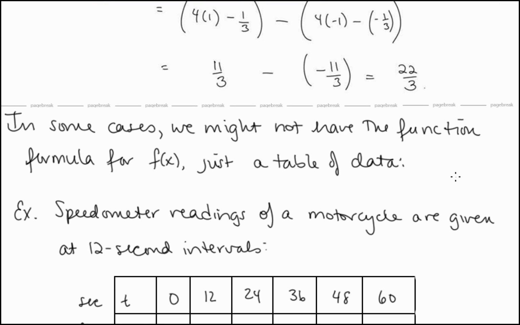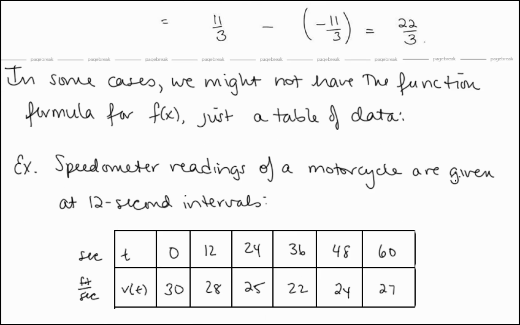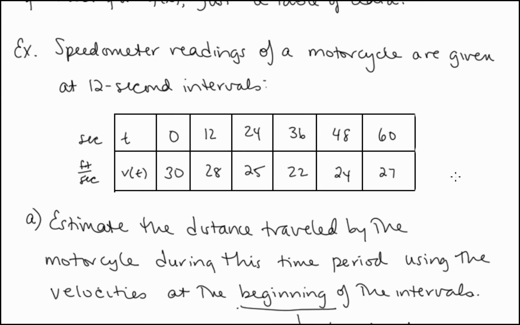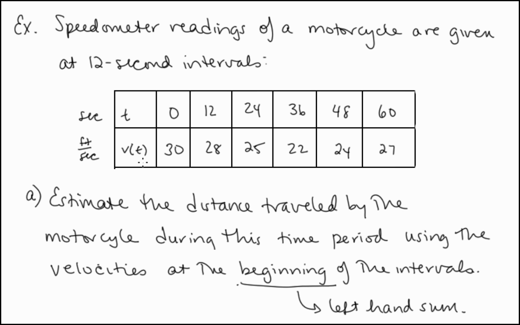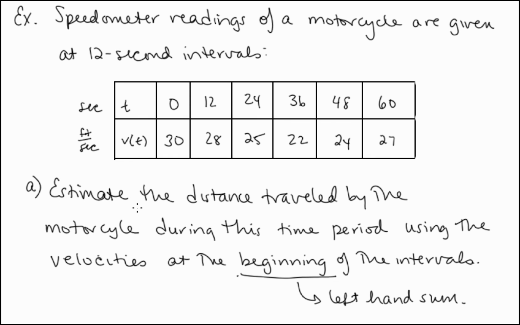Now, in some cases, we might not have the function formula for f of x. We might just have a table of data. So for example, speedometer readings of a motorcycle are given at 12-second intervals. And so here are our time values in seconds, and here are our velocity values in feet per second. And we're asked to estimate the distance traveled by the motorcycle during this time period using the velocities at the beginning of the intervals.